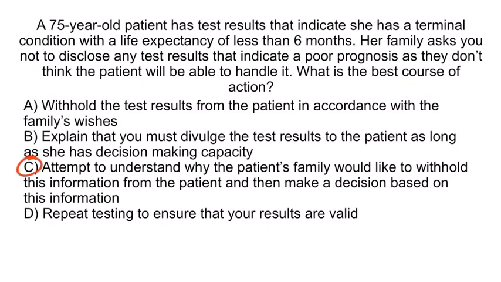Attempt to understand why the patient's family would like to withhold this information from the patient, and then make a decision based on this information. A is incorrect because, as previously stated, more information should be obtained before deciding whether or not to acquiesce to the family's wishes in this situation. B is incorrect because, in the case of therapeutic privilege, it may be appropriate to withhold information from the patient. D is incorrect because there is no reason to suspect that your test results are invalid and therefore no reason to repeat them. This situation might be handled differently in different cultures, so again, the correct answer is C. All right, let's move on to another question.